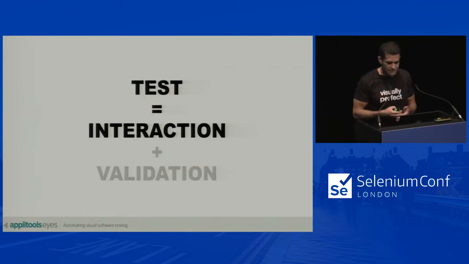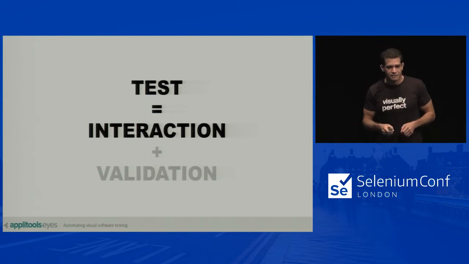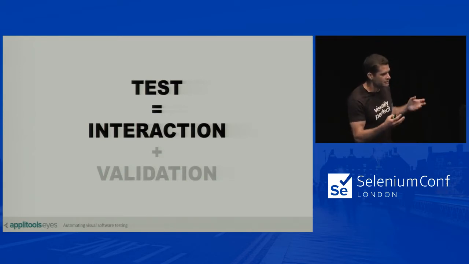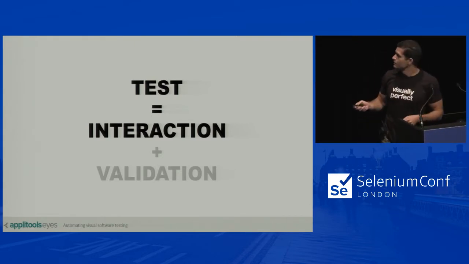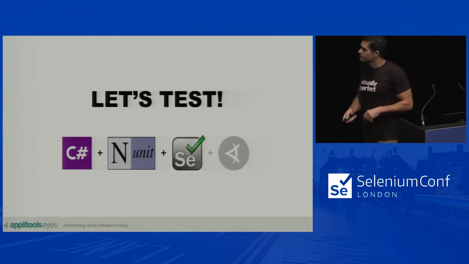So enough with the slides, let's start testing. As you all know, every test consists of interactions that provide input to the application and then validations that verify that the resulting output is correct. And at this point, we'll just focus on the interactions and we'll leave the validation for later on in the talk. Now, I'm going to code with C#.